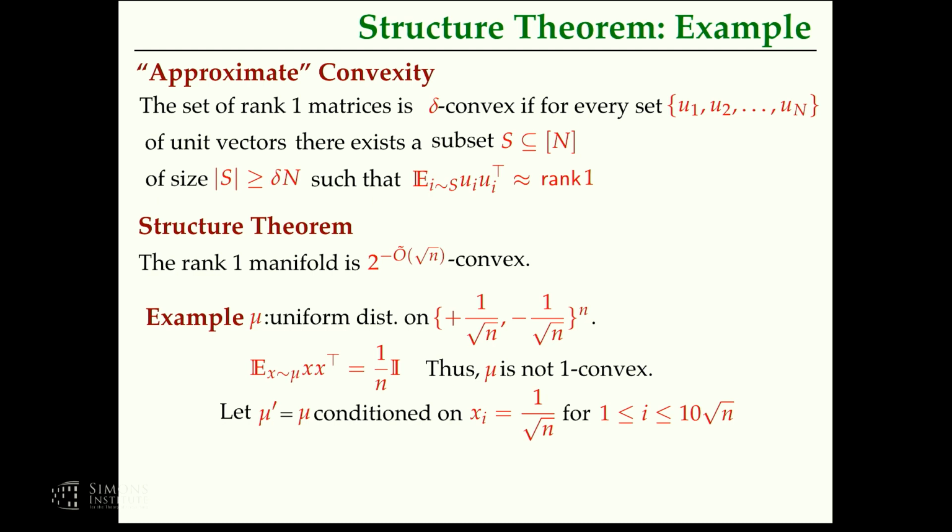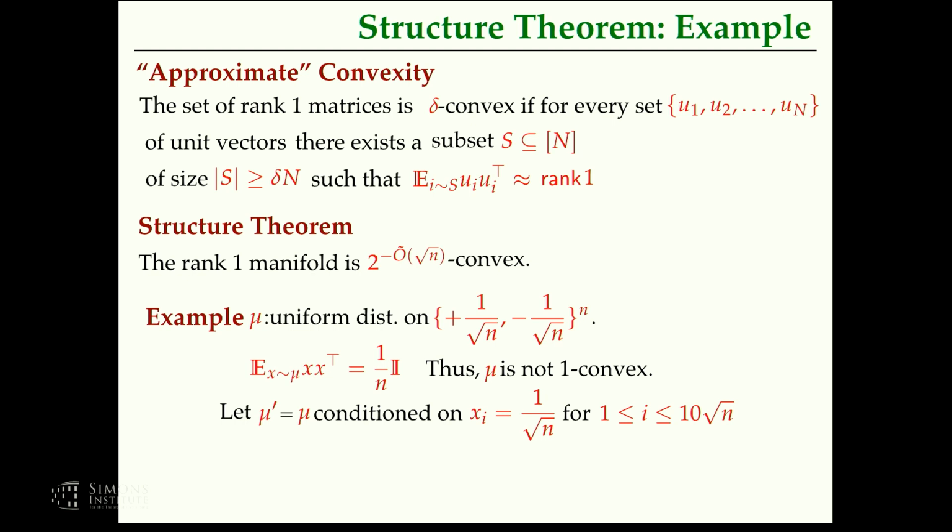Okay. So first, clearly, if I take the expectation with respect to mu of XX transpose, this is going to be 1 over n times identity, which is as far away from being rank 1 as one can get. So in particular, for this set, it is an example that I cannot be 1 convex. Rank 1 matrices cannot be 1 convex. But now I want to produce some large enough subset of the hypercube, such that restricted to it, the average of rank 1 matrices is close to being rank 1, right?